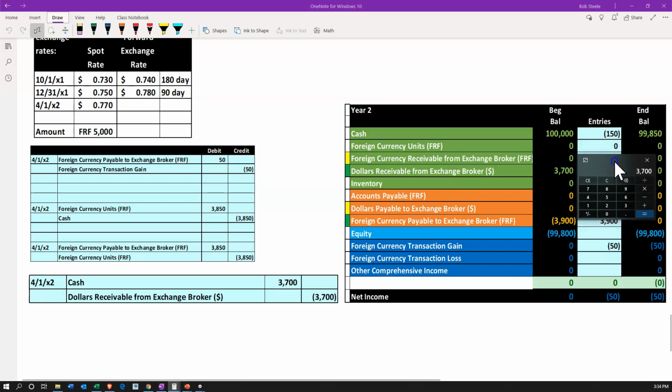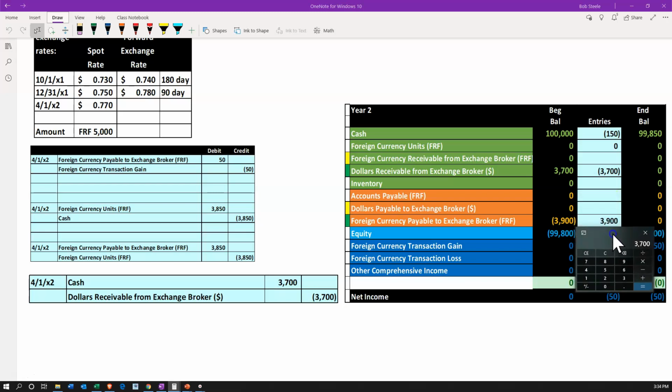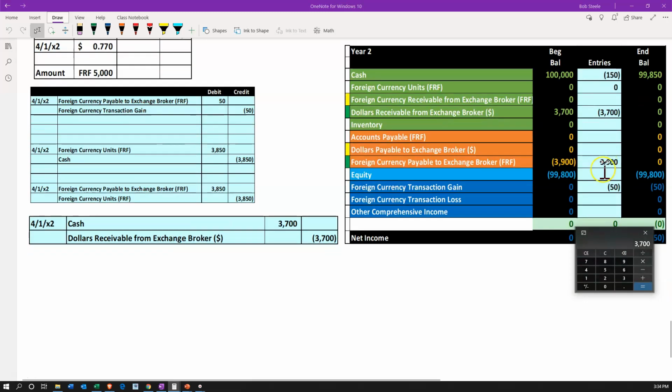We have the foreign currency units here that we had to buy with cash in order to pay off the forward contract, because we said in the forward contract that we were going to pay in foreign currency units, the francs. Then we have the dollars receivable from the exchange broker, which we received at the end of the contract. Then we have the foreign currency payable to the exchange broker, which of course we paid off at the end of the contract. We had to basically get the currency in order to do so by spending cash to get the currency.